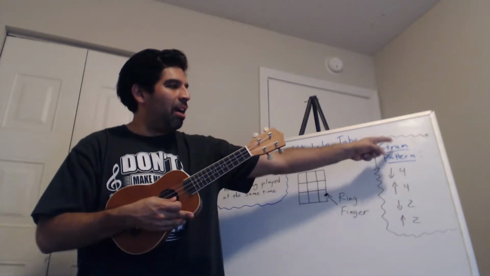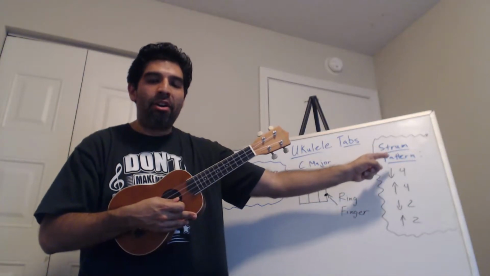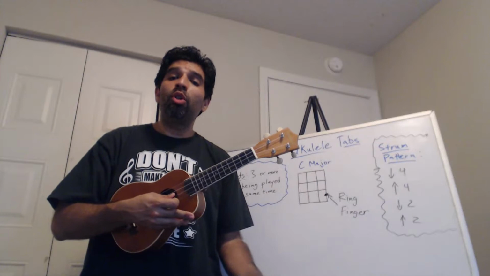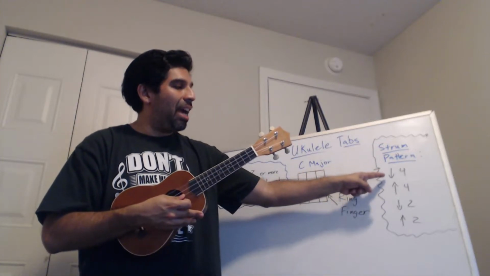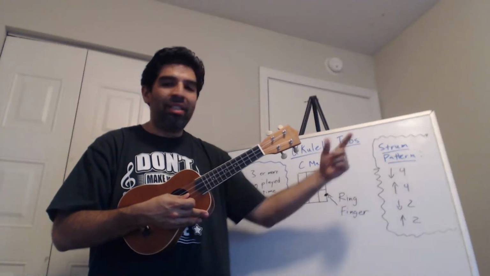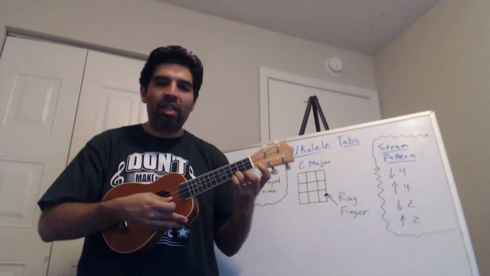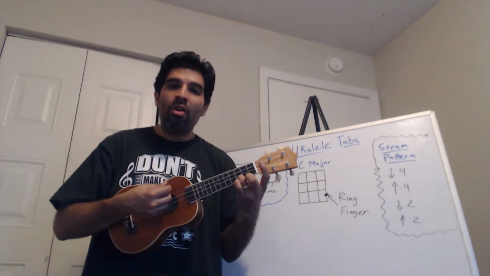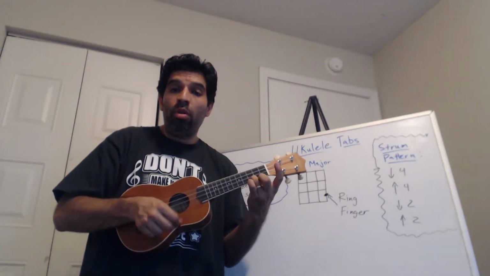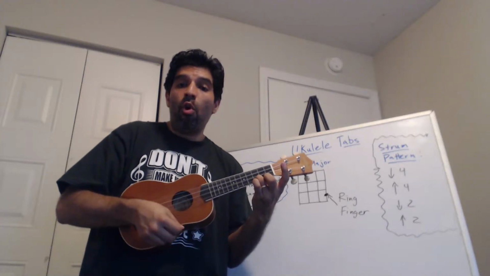Now, take a look at what I have written over here. This is called the strum pattern. Strumming is what we're doing with our right hand, okay? So the strum pattern will go as follows. Notice the arrows going down and up, okay? We're going to strum down 4 times, okay? So let me show you what that looks like. So when we press firmly there, we're going to strum down 4 times and count 1, 2, 3, 4.